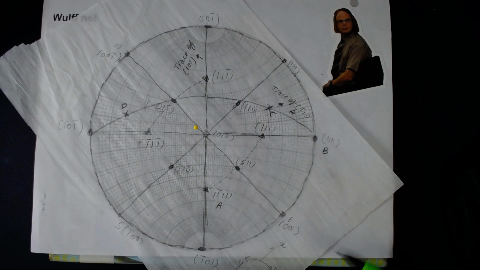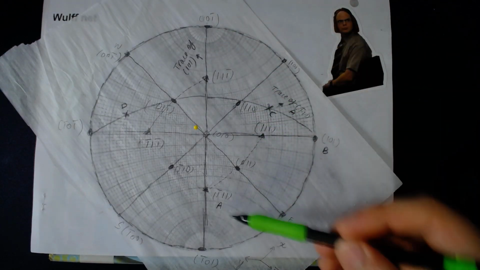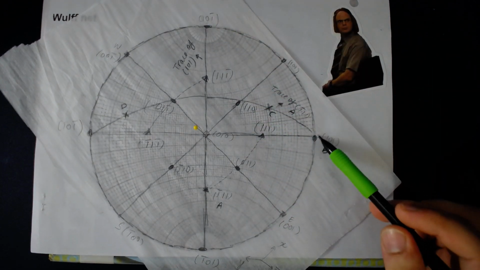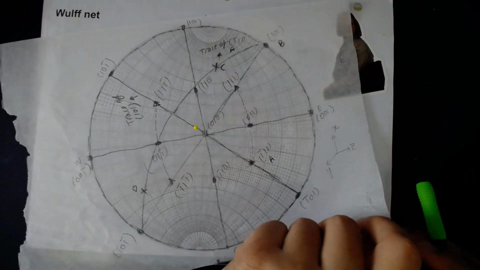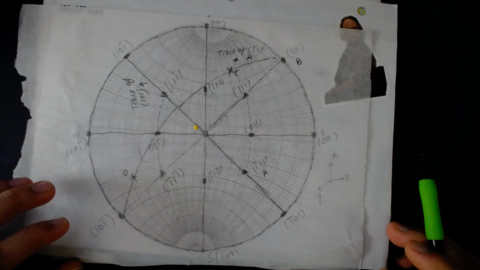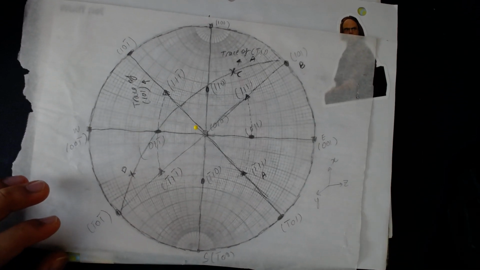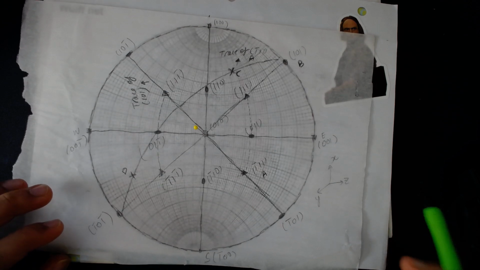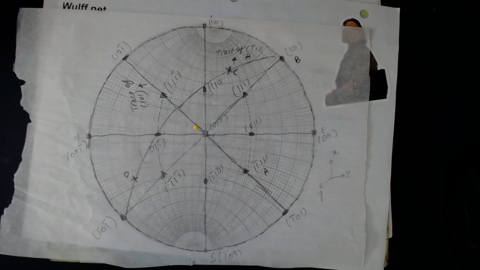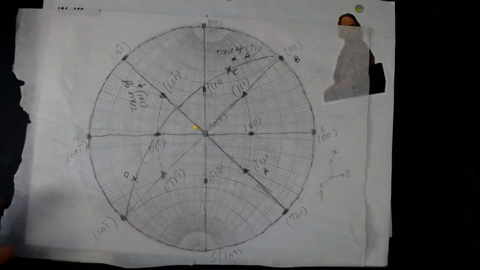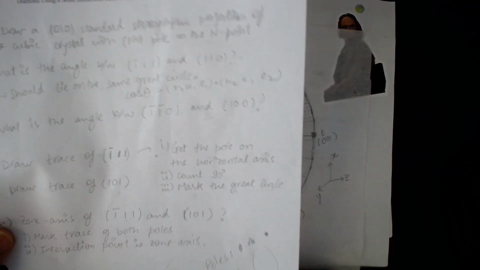Make sense? Any point on this entire line is at 90 degrees with 101. So this is how you can draw the trace of any pole on the stereographic projection. I'll just quickly repeat the steps.